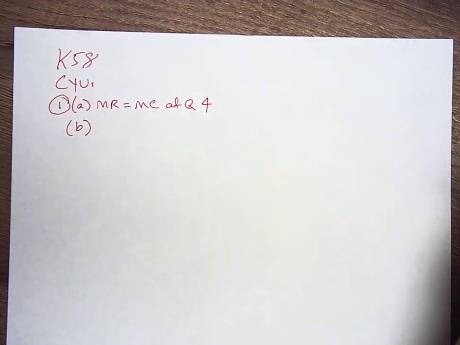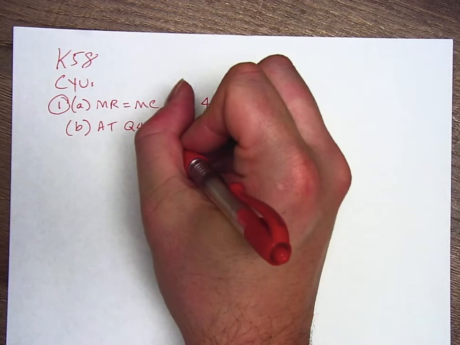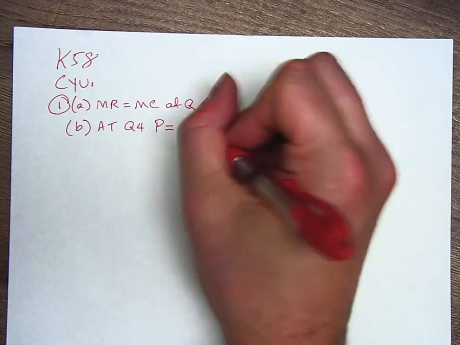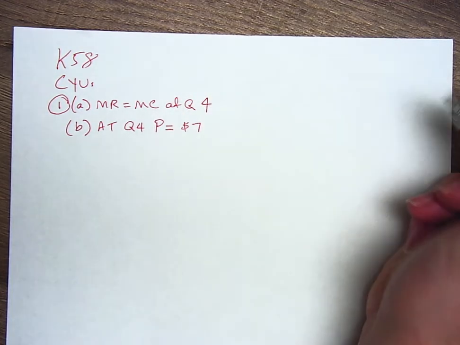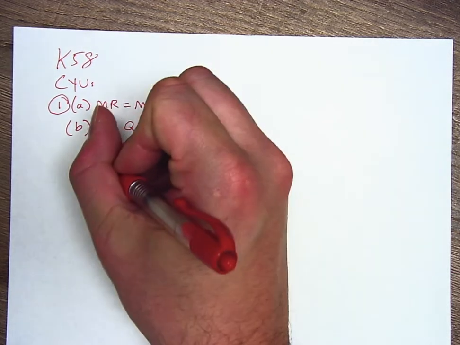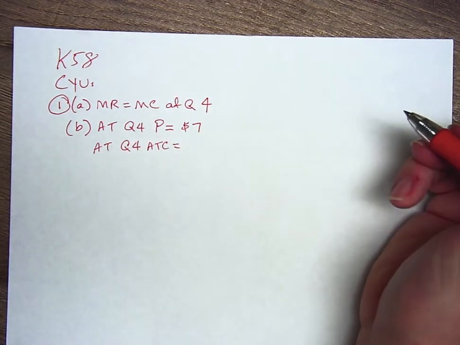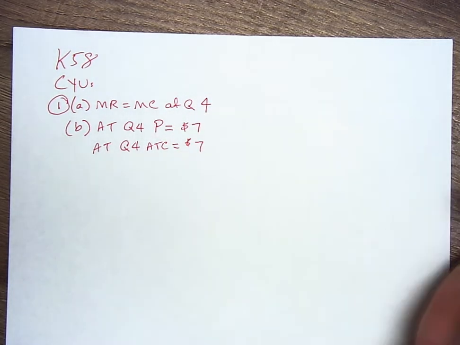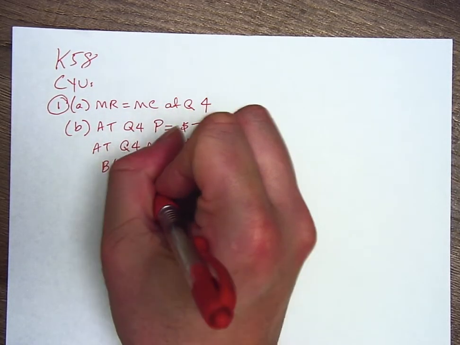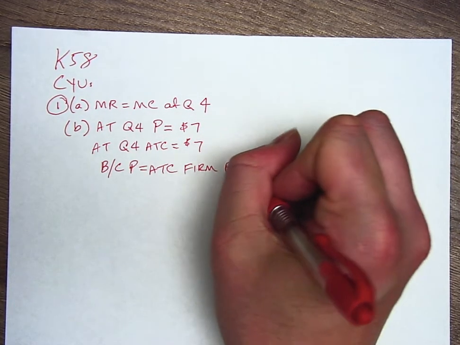B, at that quantity, is the firm profitable? Is it breaking even, or does it incur a loss? And explain. Now, at Q4, we know the price is equal to $7. And the other thing that we're going to look at to determine profitability is what's the ATC. So at Q4, ATC is also equal to $7. So because price equals ATC, the firm breaks even.